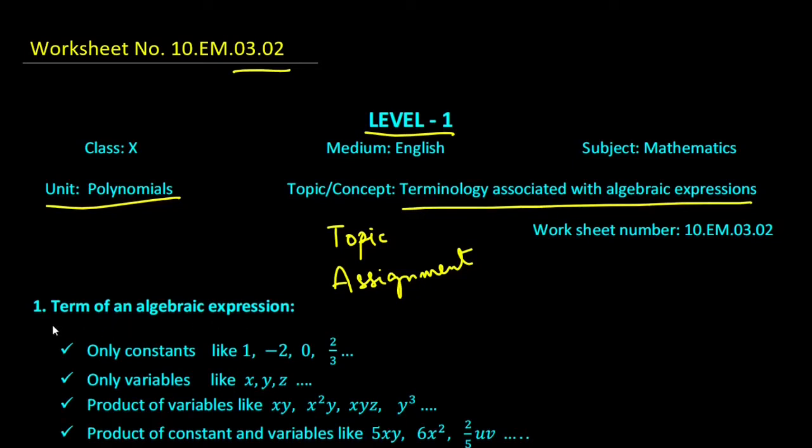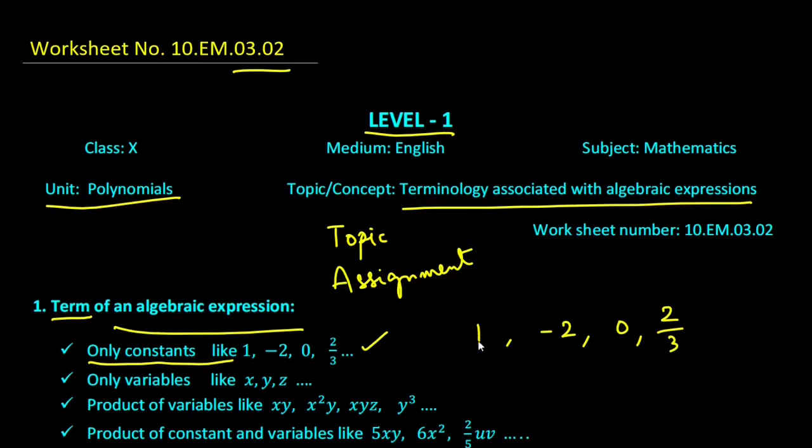First, let us see what is a term. A term of an algebraic expression can be only a constant. Only constants like 1, -2, 0, 2 by 3. These are terms. 1 is a term. -2 is a term. 0 is a term. 2 by 3 is a term. Any constant is a term. Any variable x, y, z are also terms.